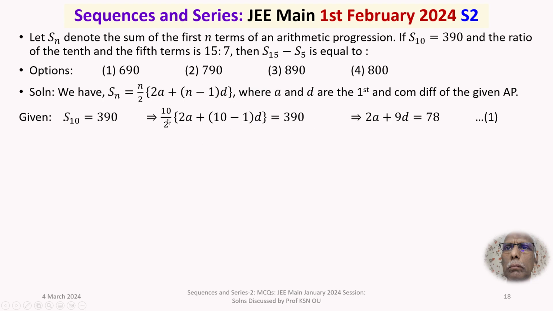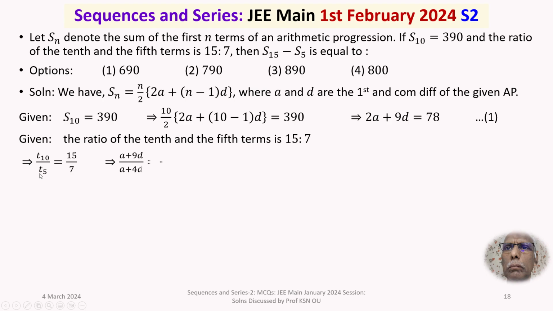10/2 is 5. 390/5 is 78. And this will be 2a + 9d = 78. Let's call this equation 1. Now we are given the ratio of the 10th term and the 5th term is 15:7. That is T10/T5 = 15/7.